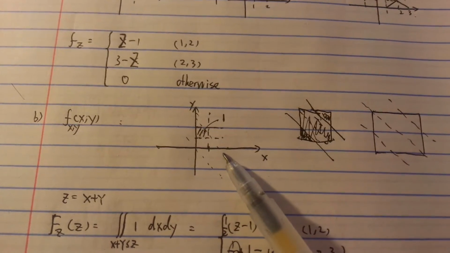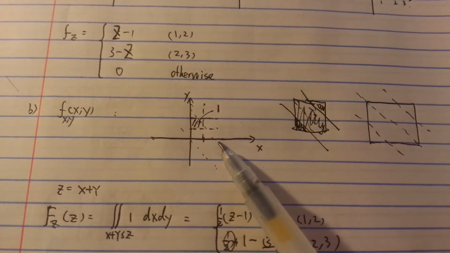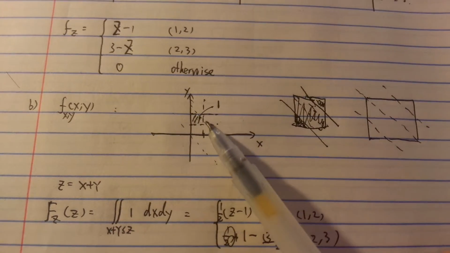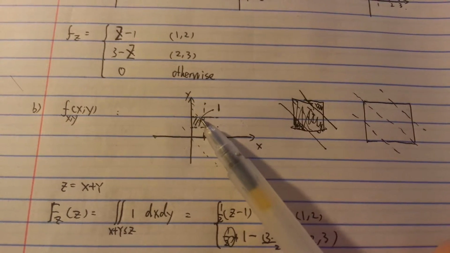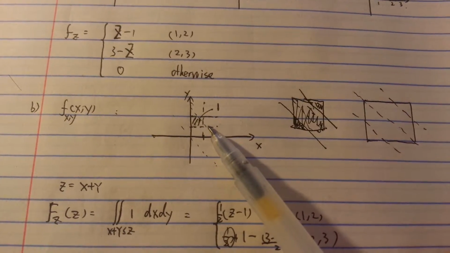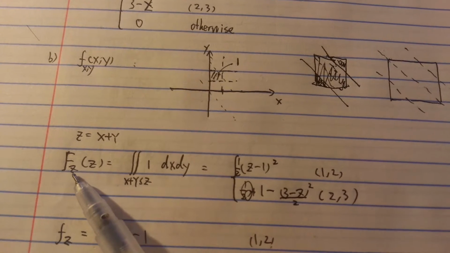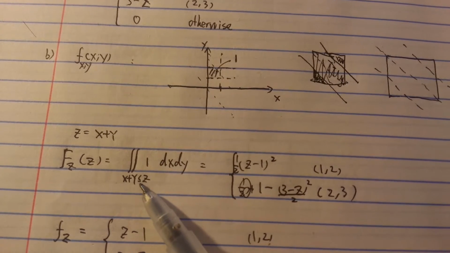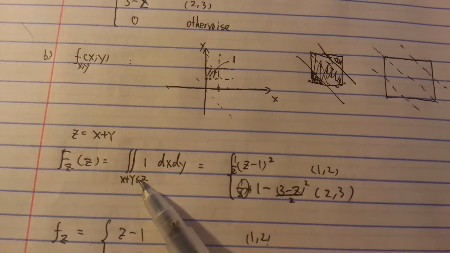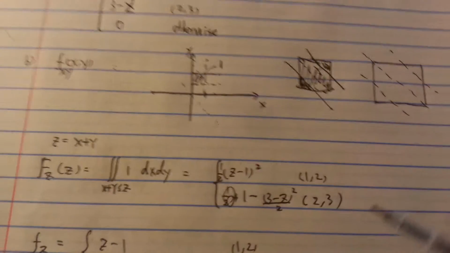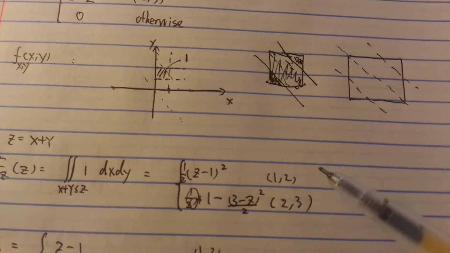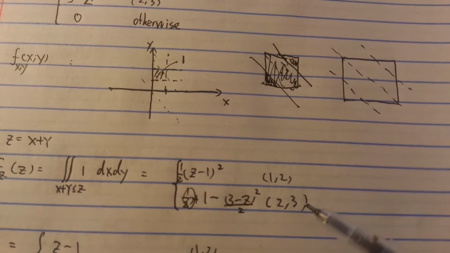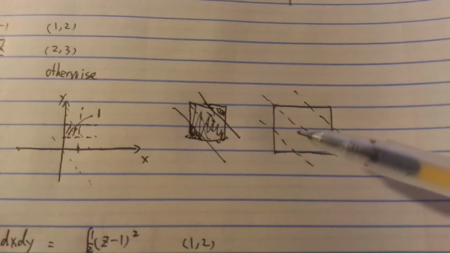What we need to do is just to integrate the area under the dotted line. So what we can say is that the distribution function of Z is just equal to the area of this region, and we need to respectively calculate Z between 1 and 2 and Z between 2 and 3. That is because we can see this in this figure.